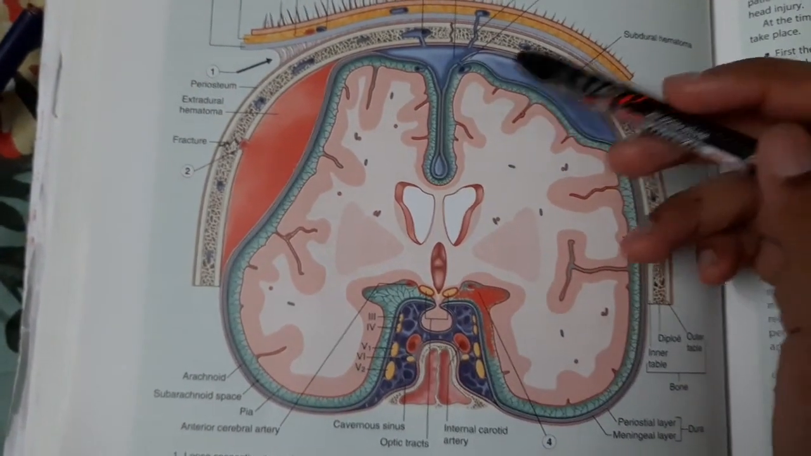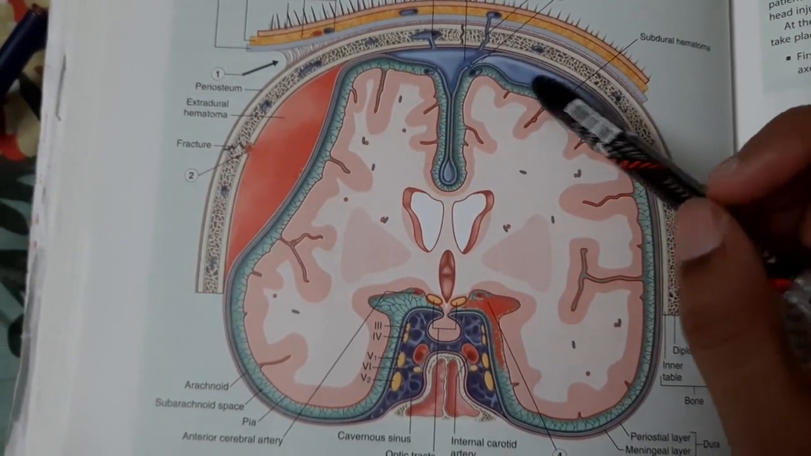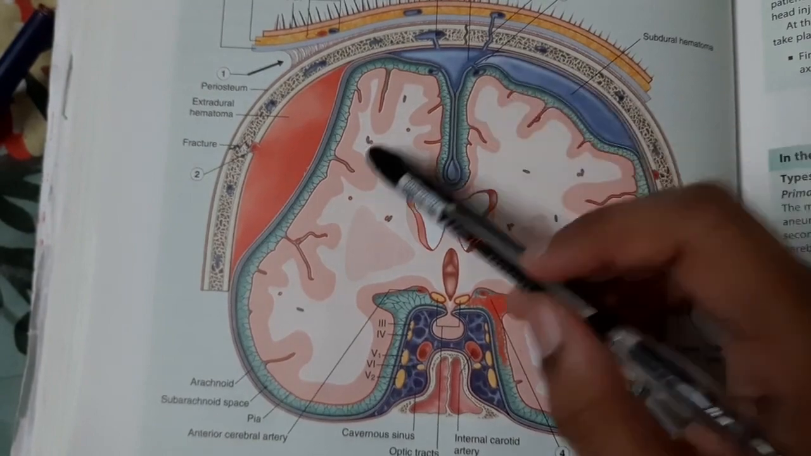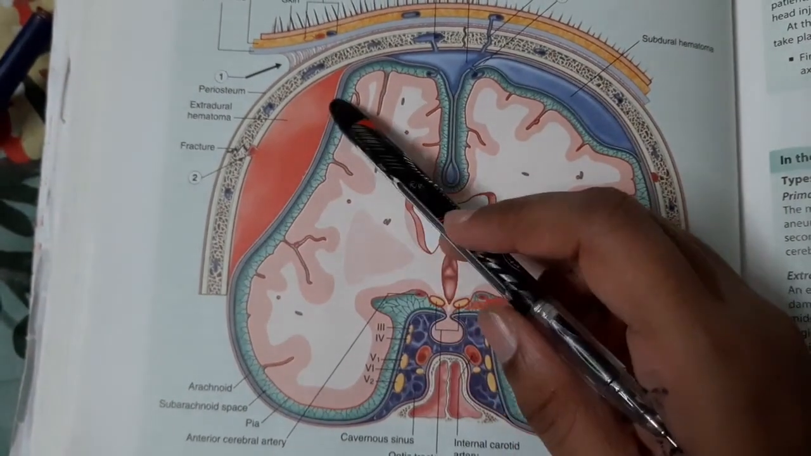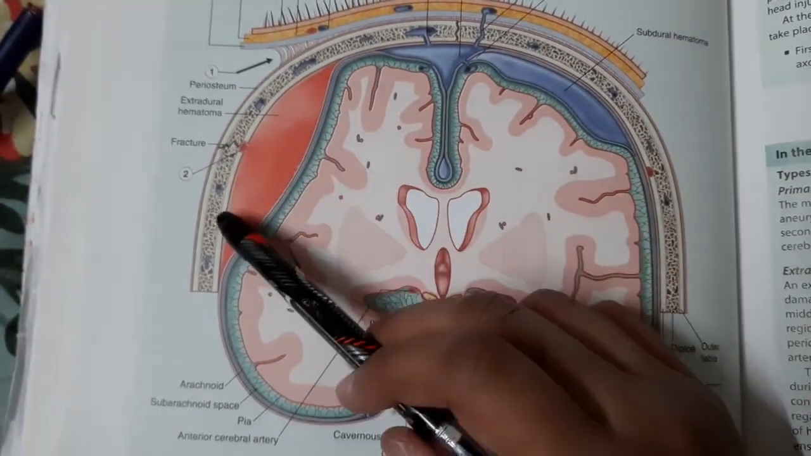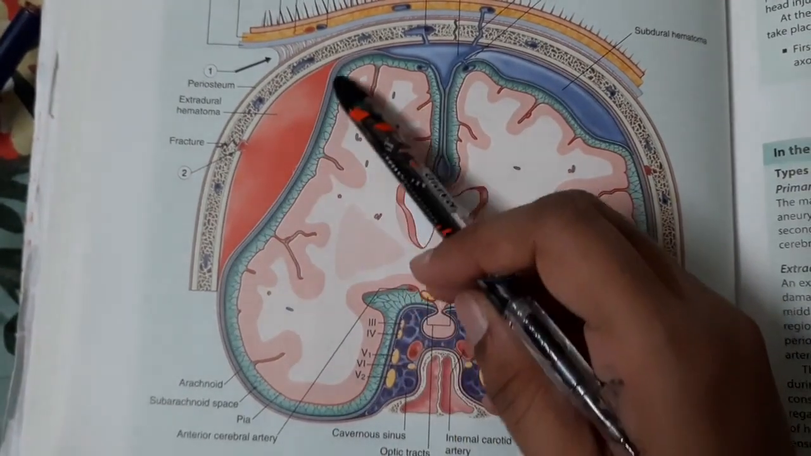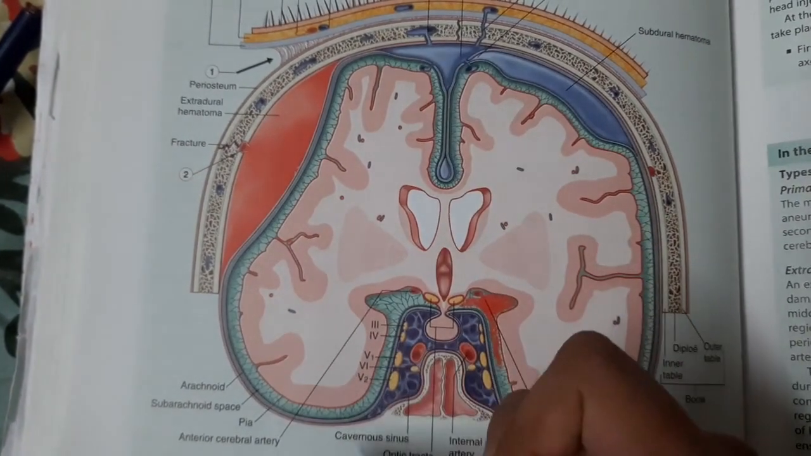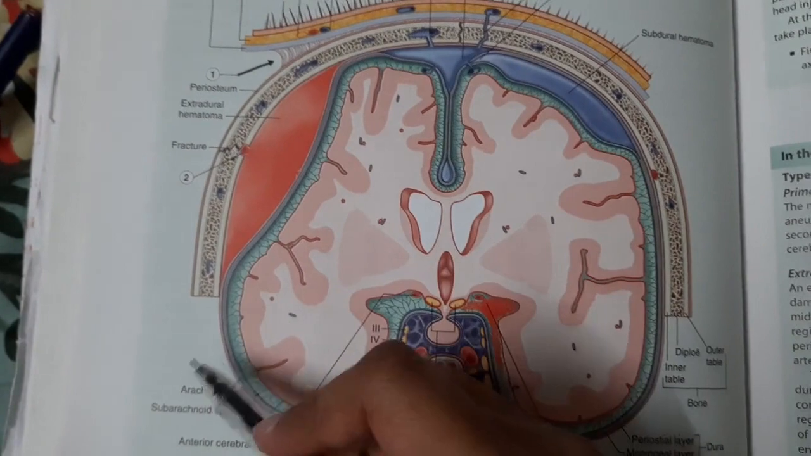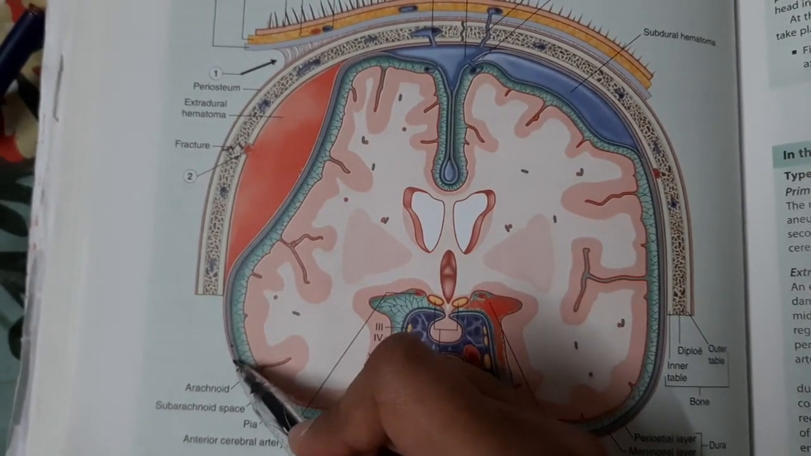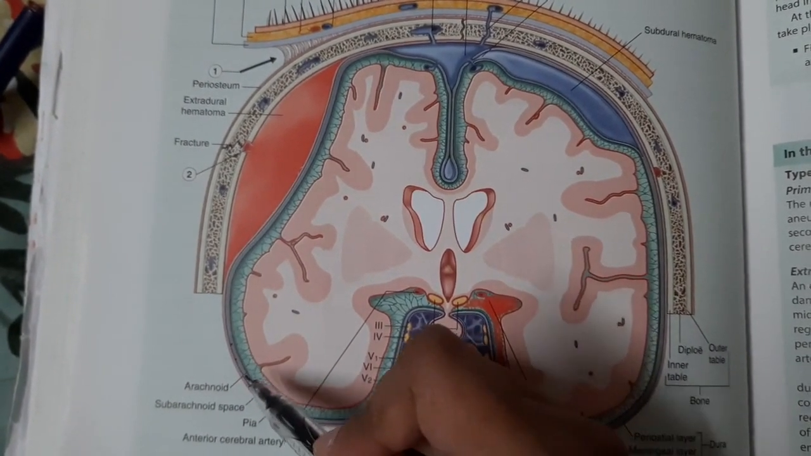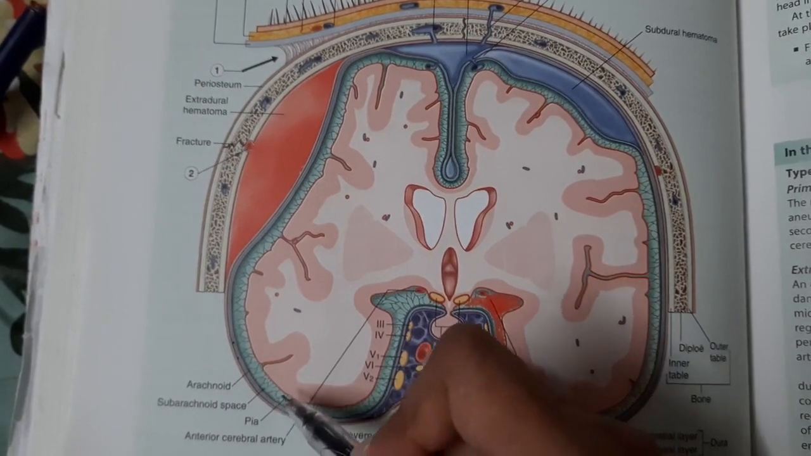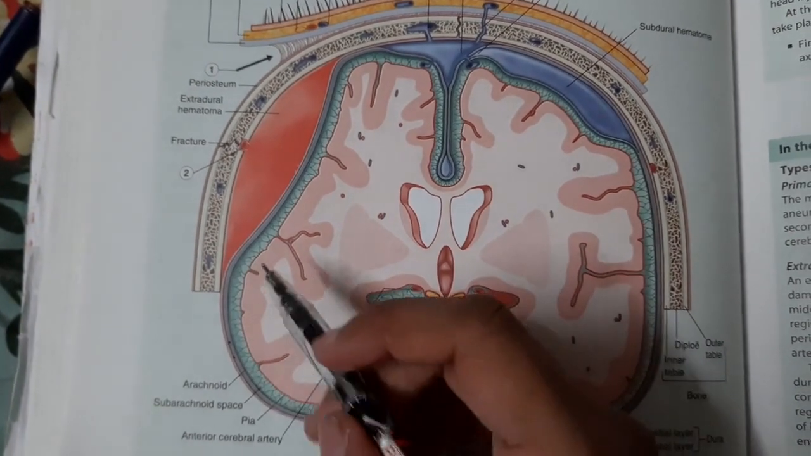This is the structure which shows the difference between the subdural hematoma and the extradural hematoma. See, this is the dura mater. You can see this membrane here. This is the dura mater. This is the arachnoid mater. This is the pia mater.